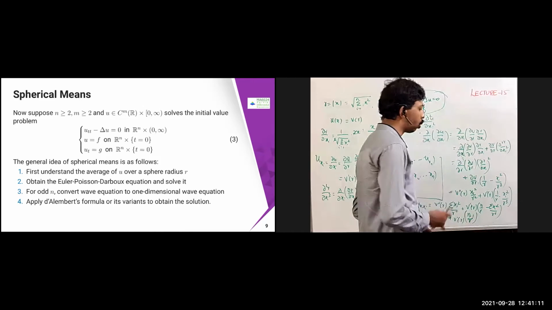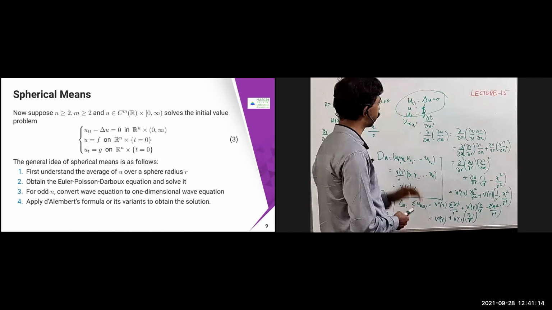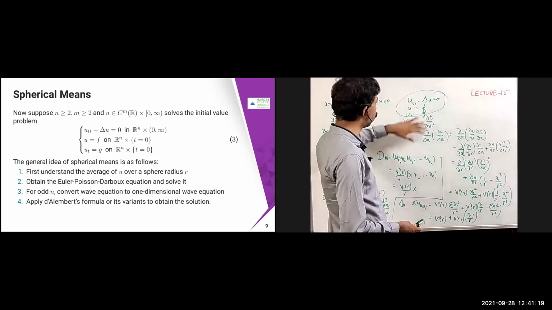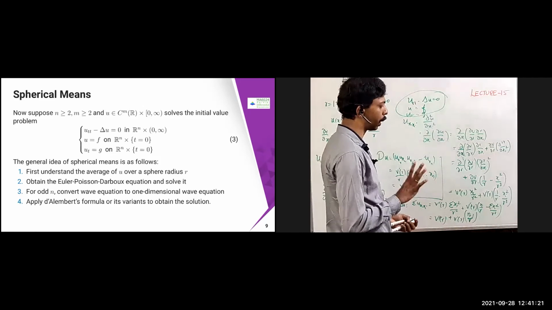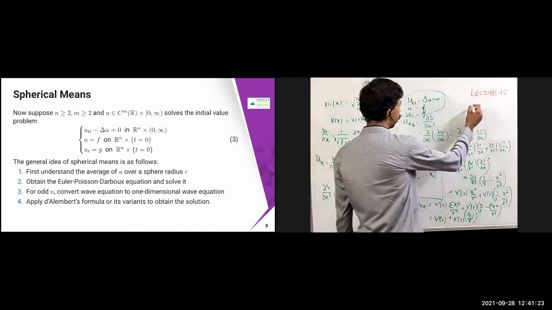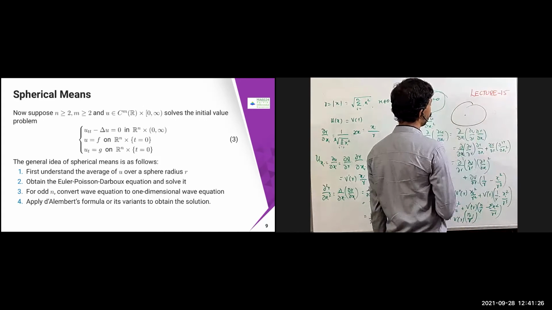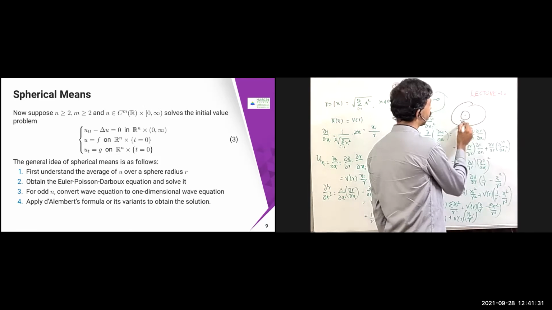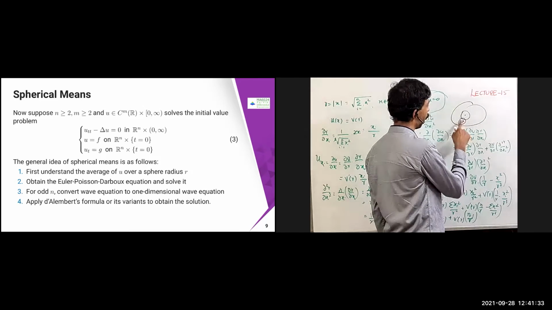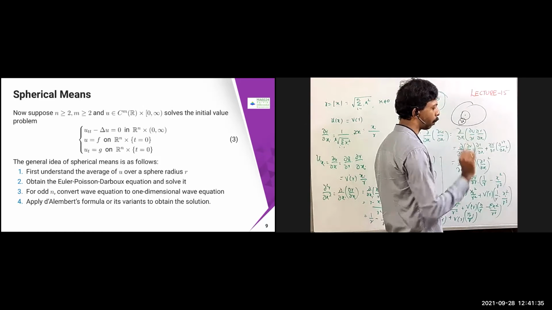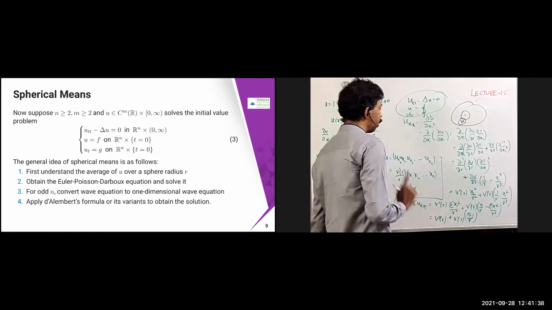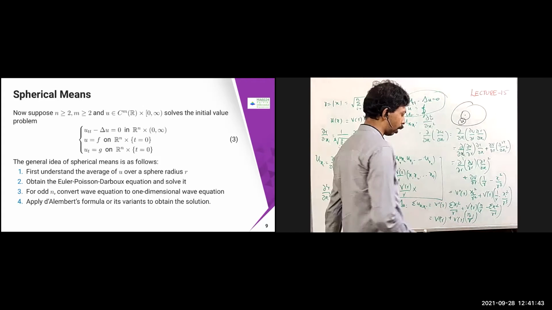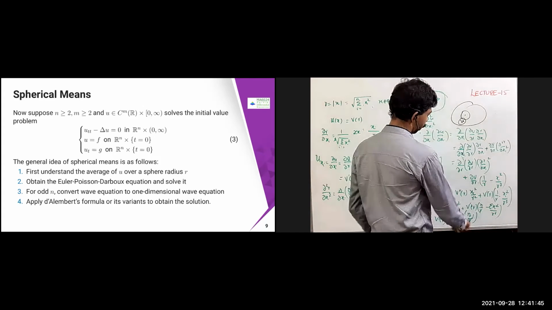The general idea to solve this problem using the spherical mean is that first you need to understand the average of u over a sphere of radius r. In order to do this, I'm going to take a point here and consider a sphere. I will understand what the average of u over the ball b of x comma r is, over a sphere of radius r. Then I'm going to obtain an equation called the Euler-Poisson-Darboux equation. I will explain what that is. Almost a similar kind of setup is going to come.